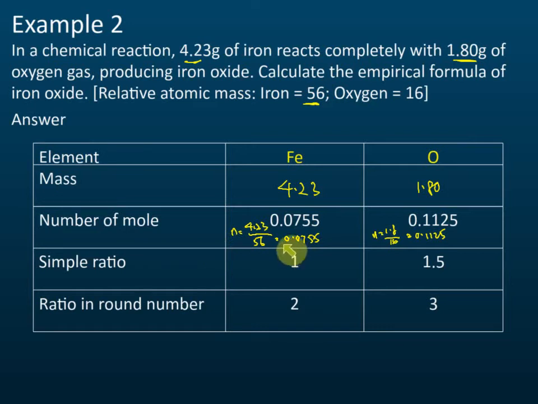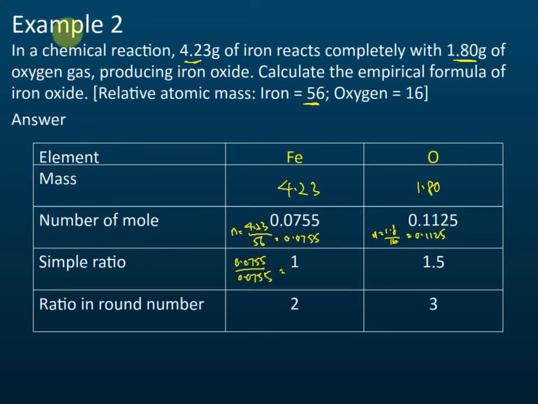How to find the simplest ratio? We find the simplest ratio by dividing these two numbers by a factor. Usually we take the smallest number as the factor. For example, we divide by 0.0755, because out of these two numbers, 0.0755 is smaller; 0.1125 is bigger than 0.0755. So we divide 0.0755 by 0.0755, then we get 1.